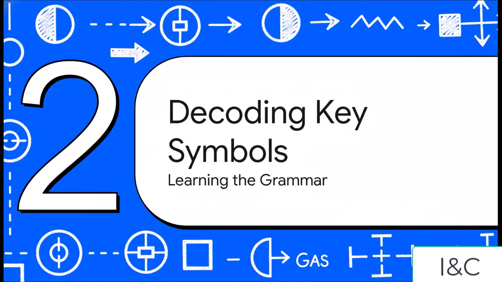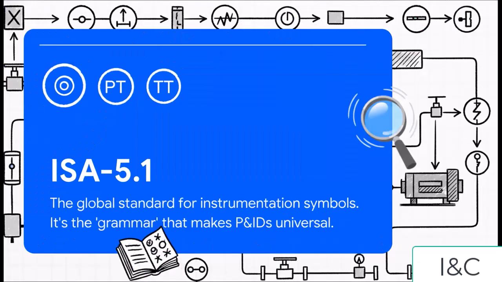So we can follow the flow of gas now, right? We know the main roads on the map. But what about all those circles and letters all over the place? To really read the map, we need to understand the grammar of this language. And that grammar is all laid out in a global standard called ISA 5.1. This is the rulebook. It's what tells us that PT in a circle stands for a pressure transmitter or that TT is a temperature transmitter. It's the reason an engineer anywhere in the world can understand this drawing.